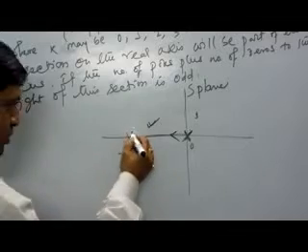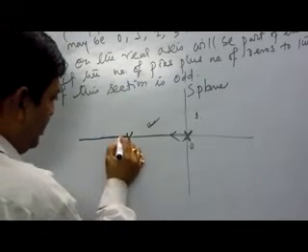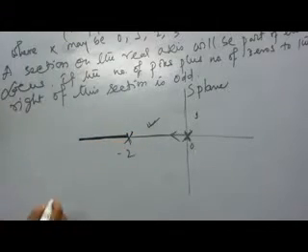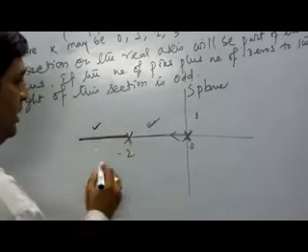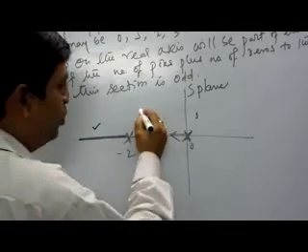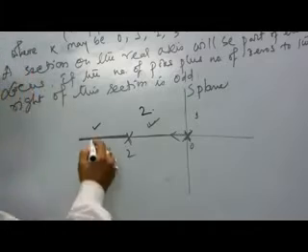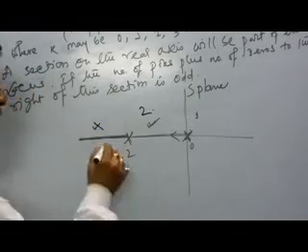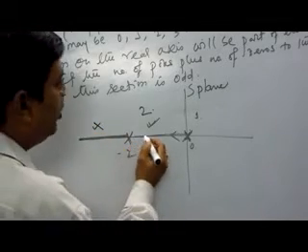For this pole, we are taking this section. Now to the right of this section, the number of poles plus number of zeros is 2, which is even. So it is not a section of the root locus. So it will not go in this direction. It will go towards right.